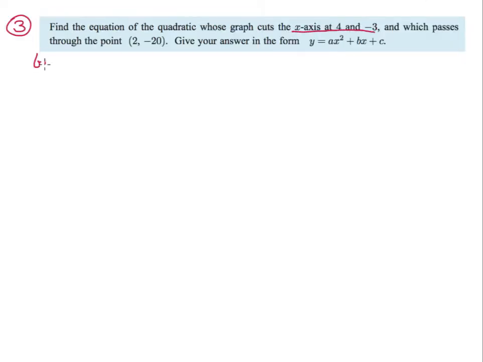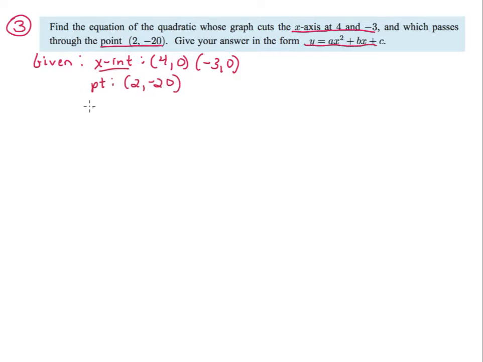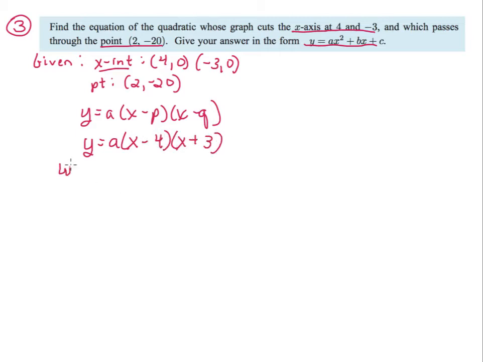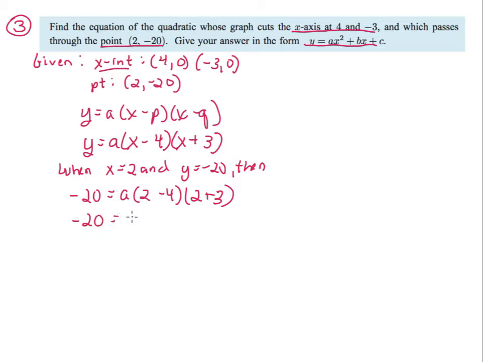Example 3, we're given x-intercepts of (4, 0) and (-3, 0). And we know it passes through the point (2, -20). So I'm given intercepts, so I'm going to start with the intercept form of the equation. And I'm going to substitute in place of p, 4, and q, -3. Now I'm going to use the point I have not used yet, and I'm going to replace y with -20 and x with positive 2, sorry, and solve for a. And I find that a is equal to 2.